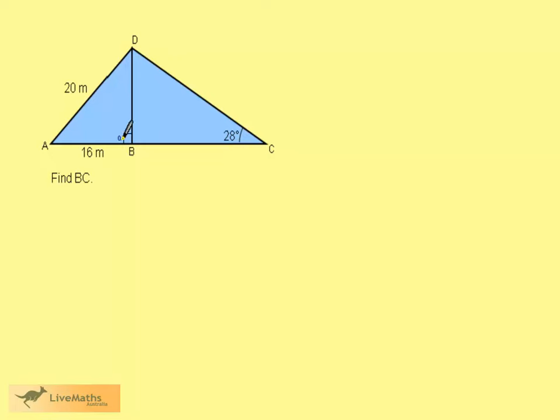However, if we consider DBA, we know this length and this length, which will enable us to work out the length of DB. I'm going to call that x for now. Once we've worked out the length of DB, we will have enough information in the triangle DBC in order to work out BC.